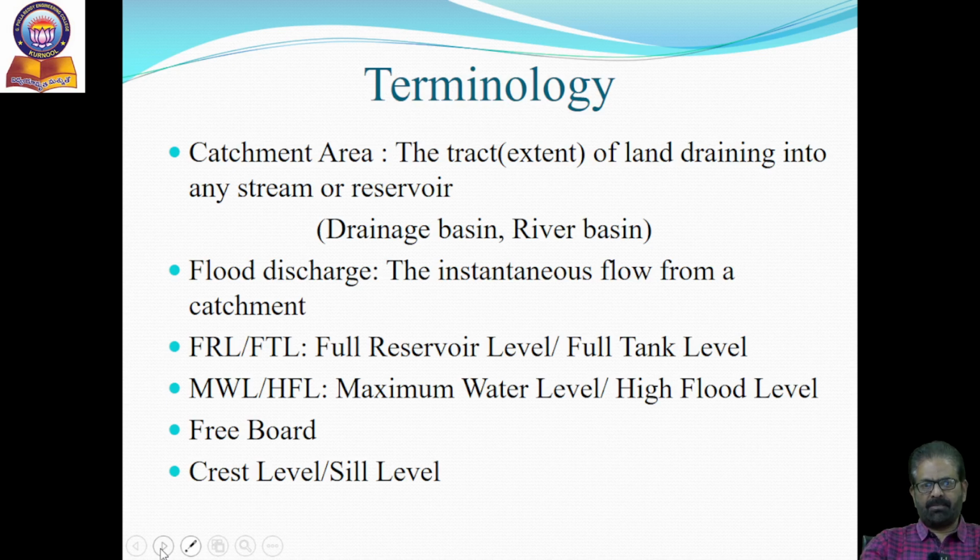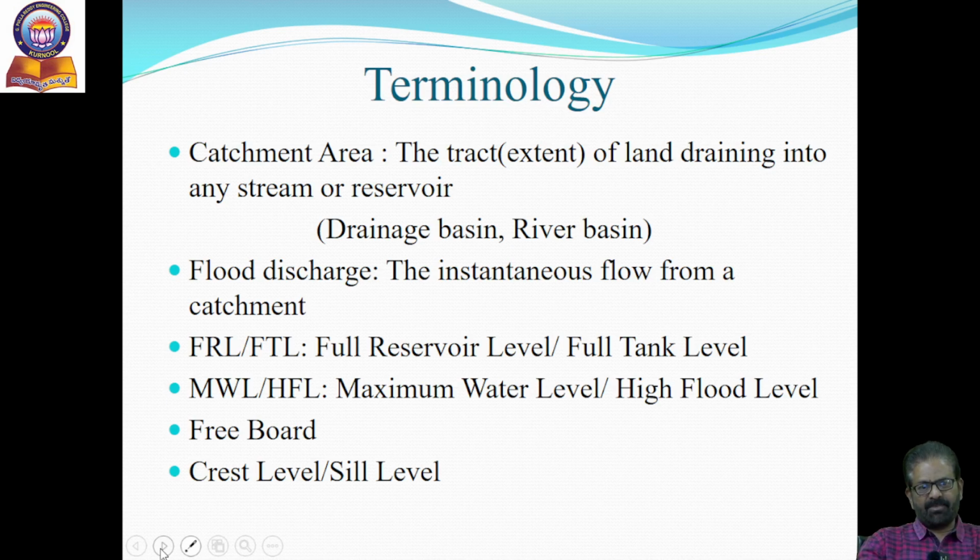Similarly, one more term, freeboard. We are all aware of the freeboard. It may be applicable for any water storage like a reservoir, tank or overhead tank. Freeboard means the gap between the maximum water level and the top of the structure. If it is a reservoir, the gap between the maximum water level and the top of the dam is called freeboard. Similarly, in case of a small or medium tank, the gap between the maximum water level and the tank bund top level is called freeboard.